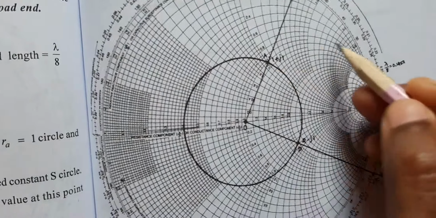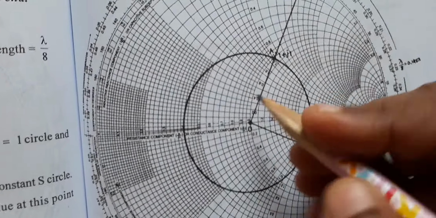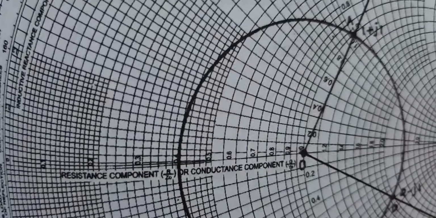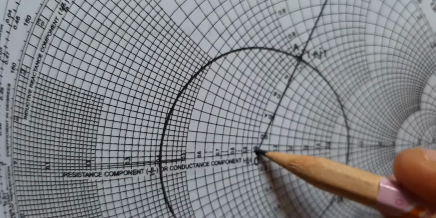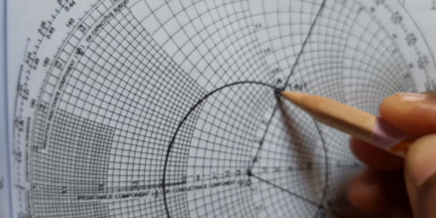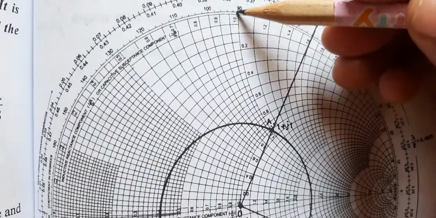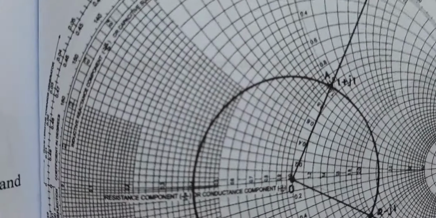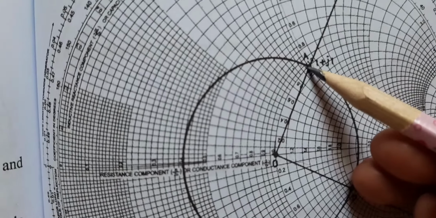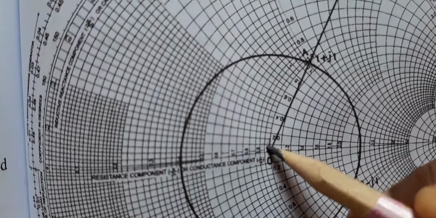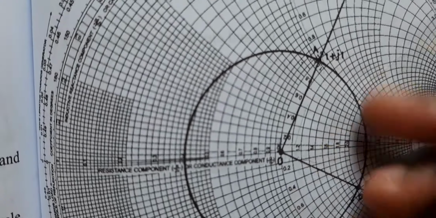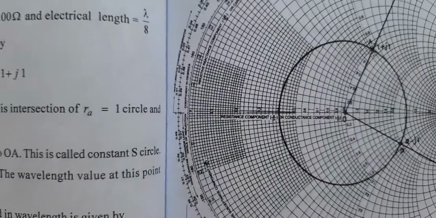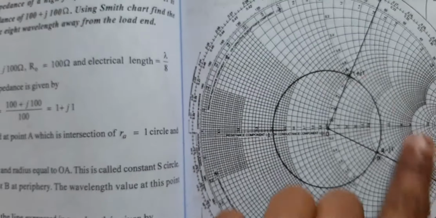Okay, so we want to mark the constant S circle. In the circle, where is 1? It is here. So what is the 1 value? See, it is 1, this circle and 1 plus j1. And in the reactance circle, where is 1? Here. So the intersection of this reactance circle and the constant R circle is at this point. So you want to mark this as A and join the center O with A, and with OA as radius mark the circle. So you got this circle.